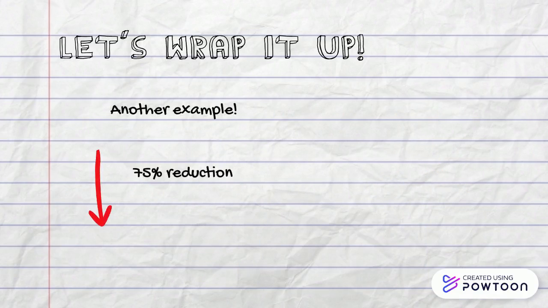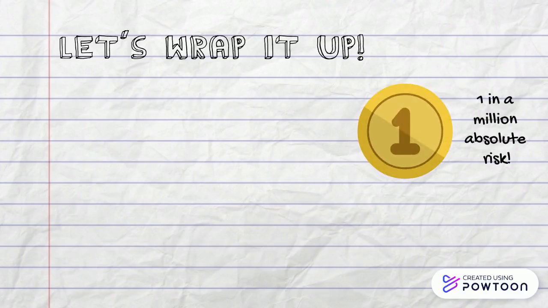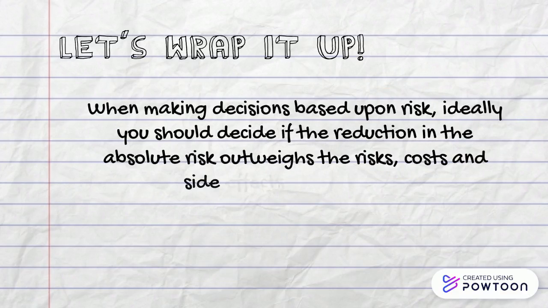A 75% reduction in the relative risk for something that has a 4 in a million absolute risk of happening brings the absolute risk down to 1 in a million. So, when making decisions based upon risk, ideally you should decide if the reduction in the absolute risk outweighs the risk, costs, and side effects of treatment.